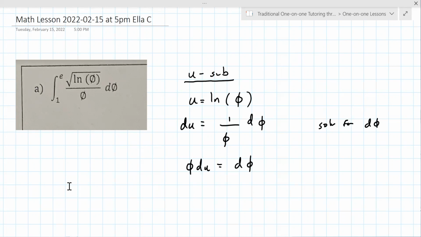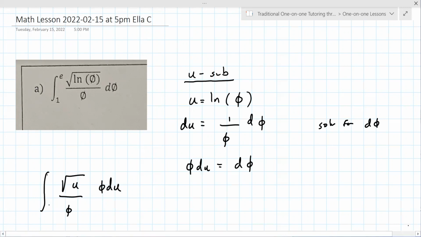All right. So then the next step is to put this back in. So it's the integral of the square root of u over phi, and then instead of d phi, it's phi du. And we have a choice here. We can either replace the bounds, which we probably should do. Do you remember doing that in class?